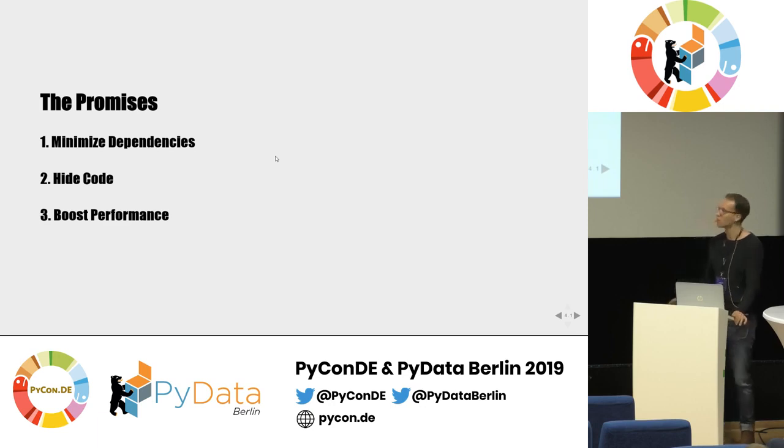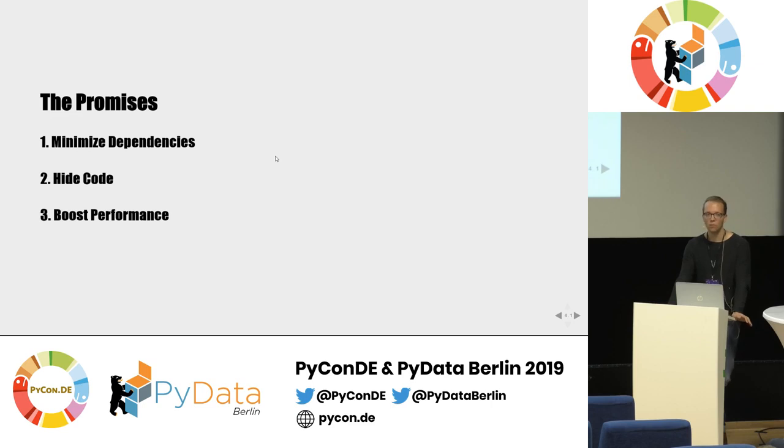So some things changed, but today we will explore if or how these promises are fulfilled by the PyTorch JIT. First promise is minimize dependencies. So you don't want to put all your development code on your deployment system. You want to move a minimum of code and a minimum of data from one system to the other. We will see how that works.